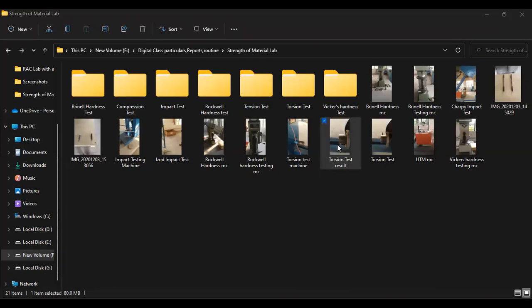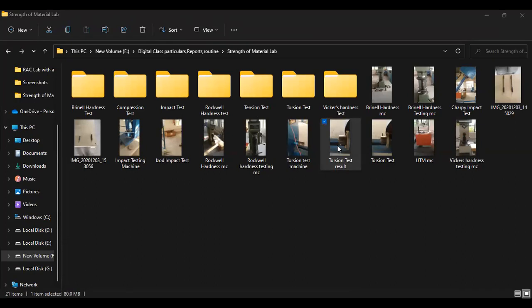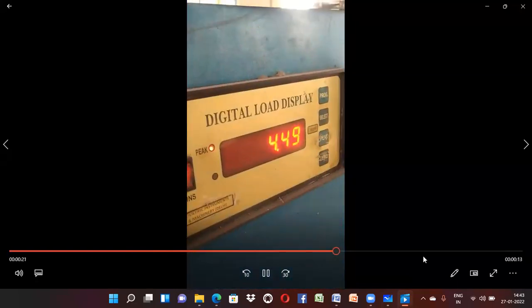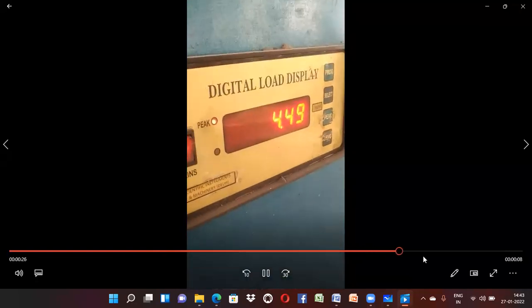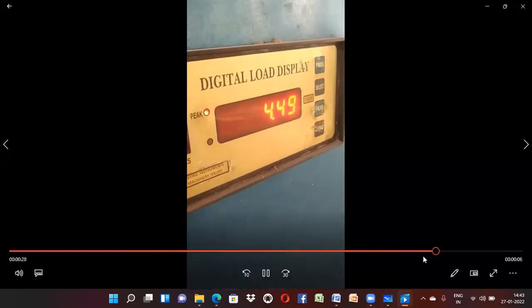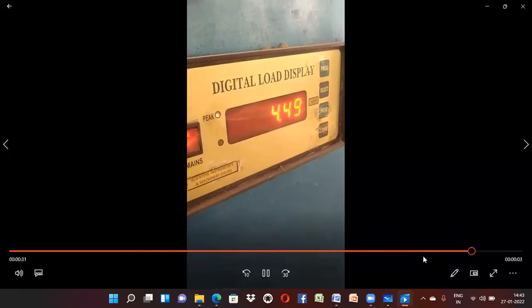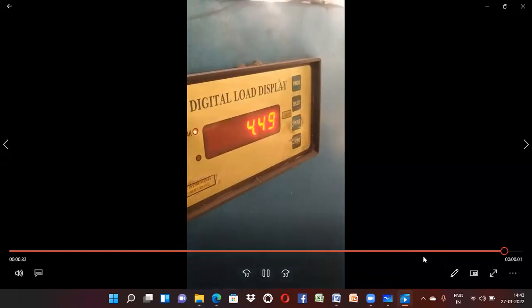The job is now broken due to the rotation of three complete rotations, 360 into 3 plus around 90 degrees, and the tonnage required for breakage of this workpiece is given as 4.49 kg meter, which is showing the peak tonnage of the workpiece. Thus the operation is complete.